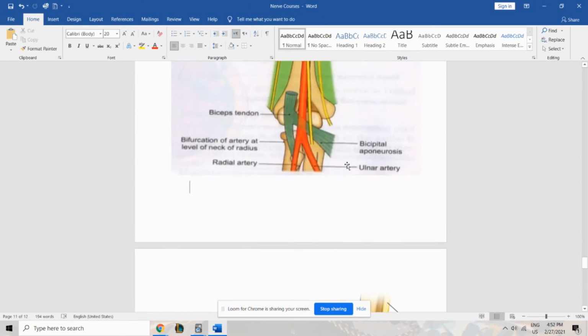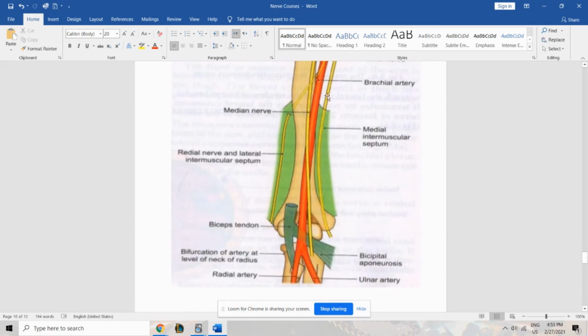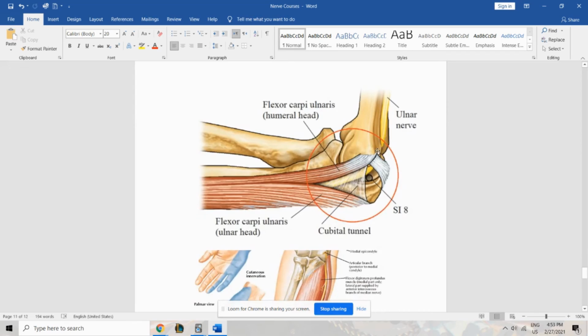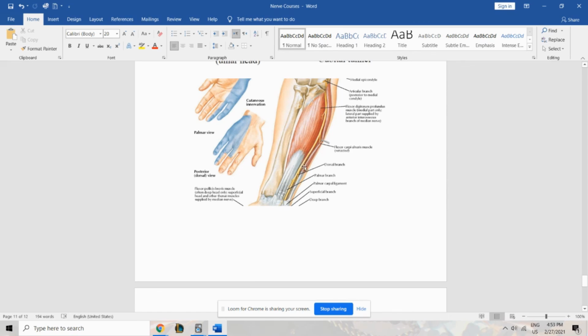So it starts off anterior in the arm, medial to the brachial artery, and then it digs deep and becomes posterior by going through the medial intermuscular septa, and then it runs posterior to the medial epicondyle, and then it runs into the cubital tunnel, which is simply made up of both heads of the flexor carpi ulnaris. And then it runs in between the flexor carpi ulnaris, which is this thin muscle right here, and the flexor digitorum profundus, which is this muscle, so it runs in between them.